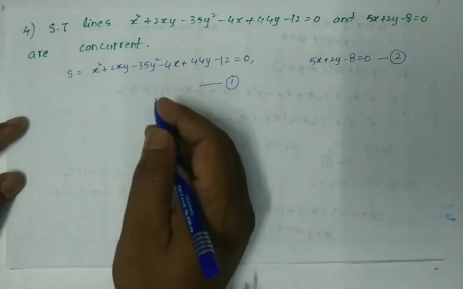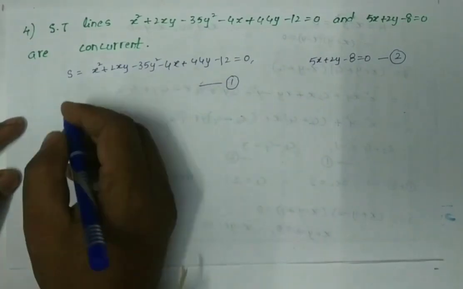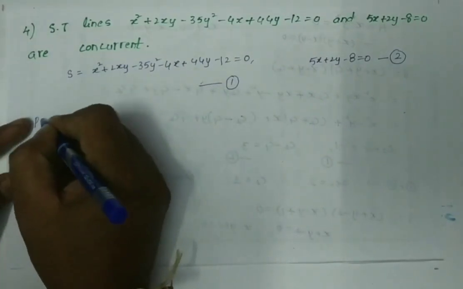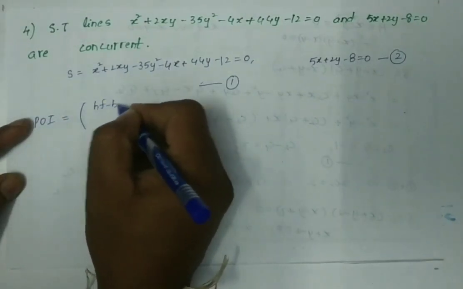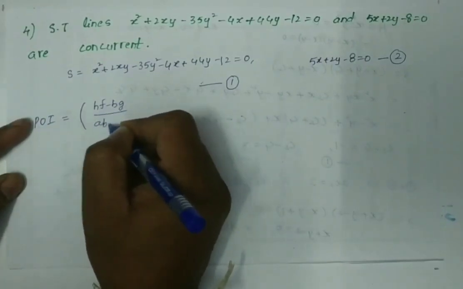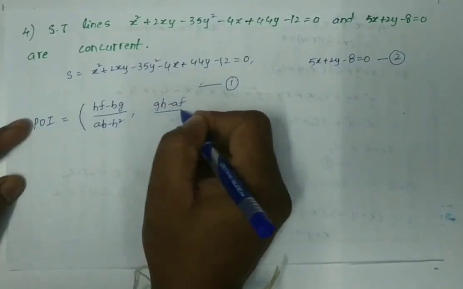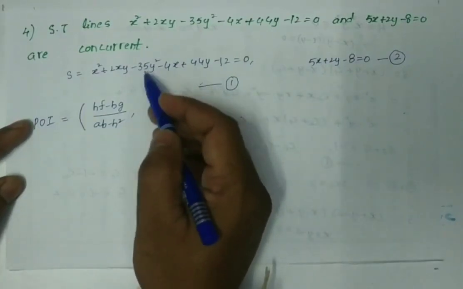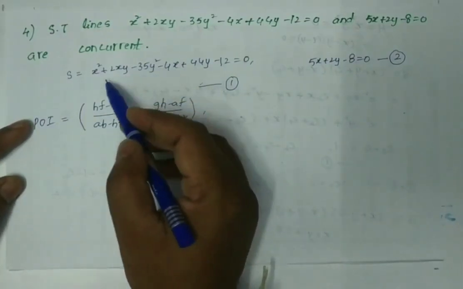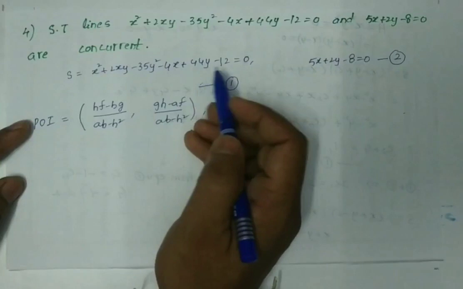Already we know the formula for finding the point of intersection of the lines represented by the equation S is equal to 0. The point of intersection is given by (hf minus bg) divided by (ab minus h square), (gh minus af) divided by (ab minus h square). First let us compare the given equation with the equation ax square plus 2hxy plus by square plus 2gx plus 2fy plus c is equal to 0.